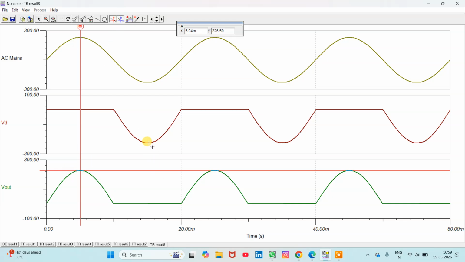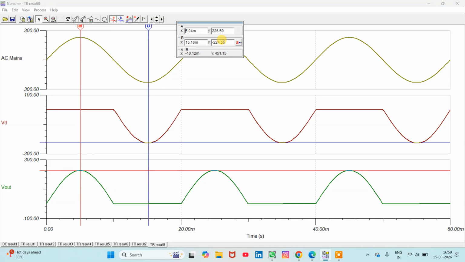And for VD, if you check the negative side, I'm getting the same voltage. So whenever the diode is in conduction, there is no voltage across the diode. But when the diode is not in conduction, there is a complete voltage across the diode. Here you can see it clearly.